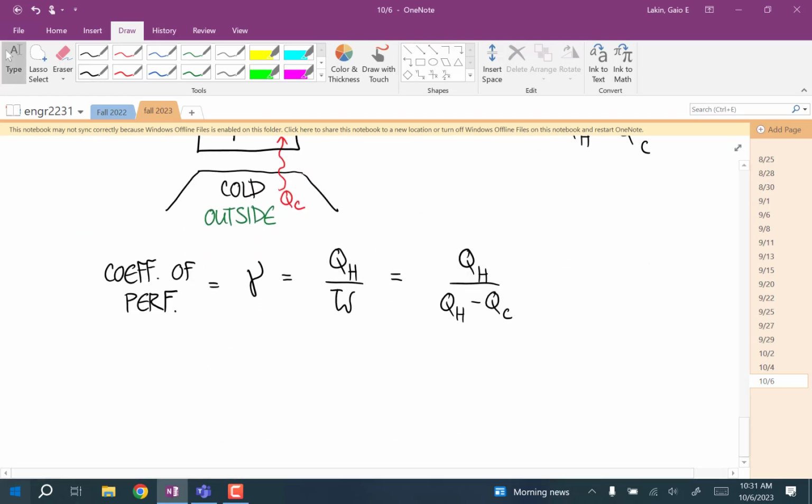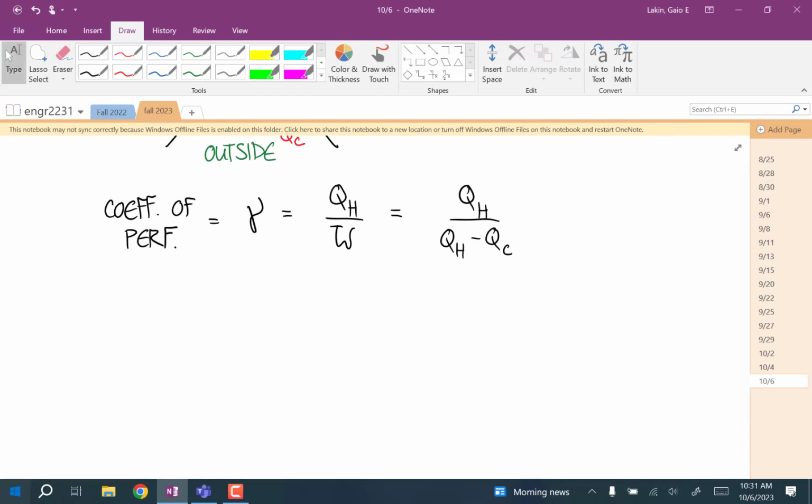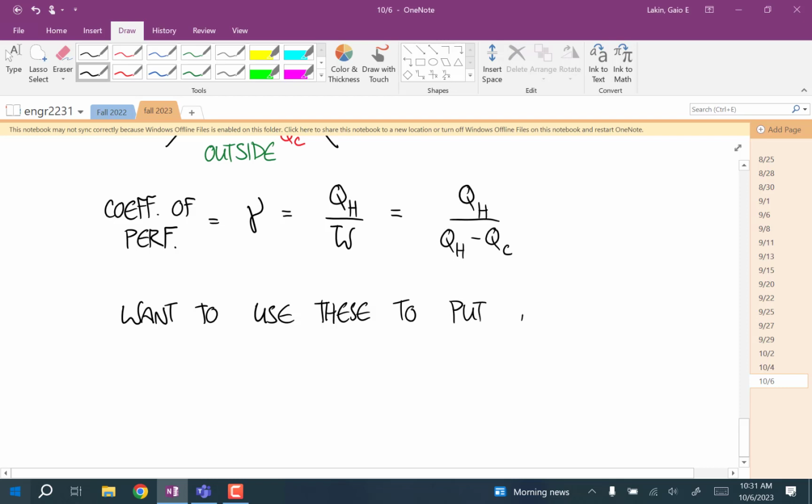So now, what are we going to do with these coefficients of performance? Mostly, we would like to be able to put realistic limits on these. So we want to use these to put realistic limits on our thermodynamic cycles.